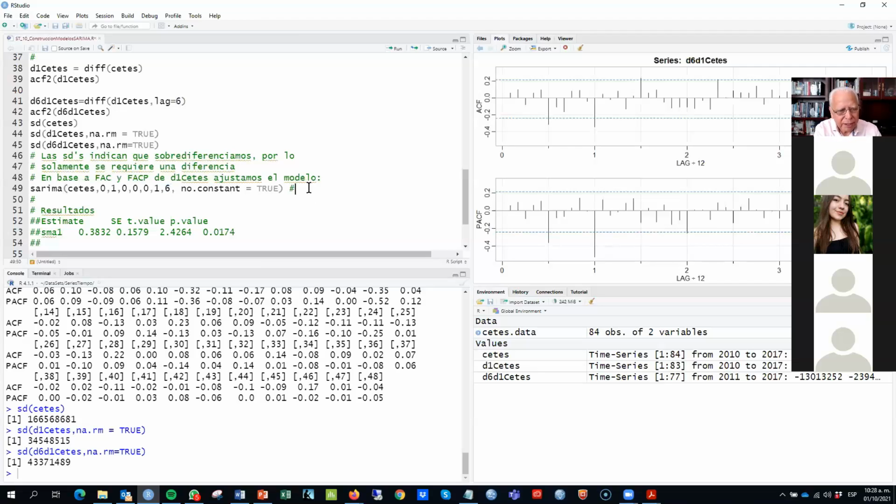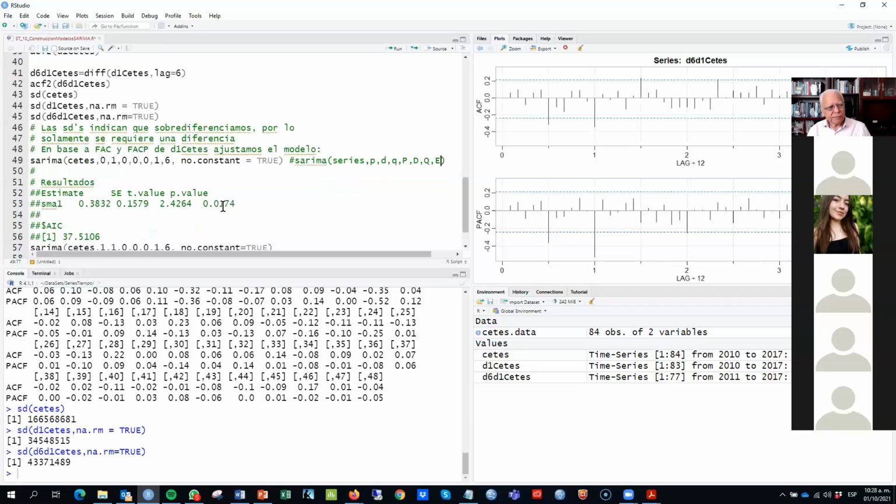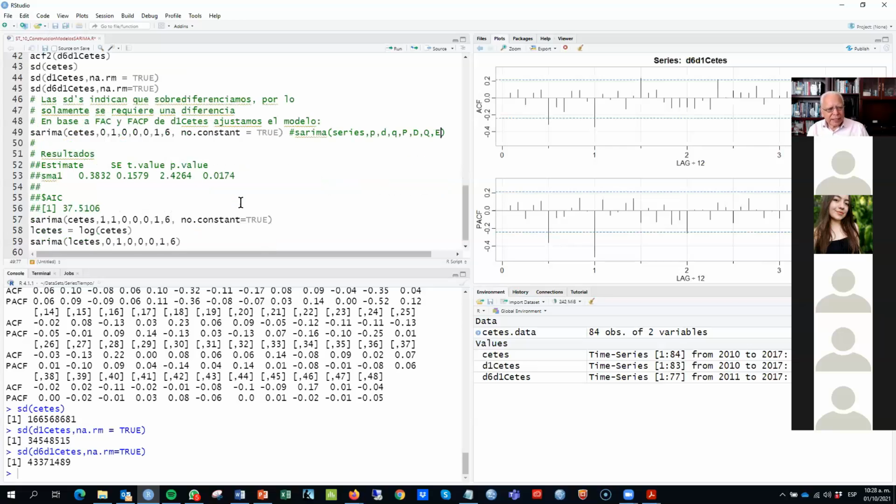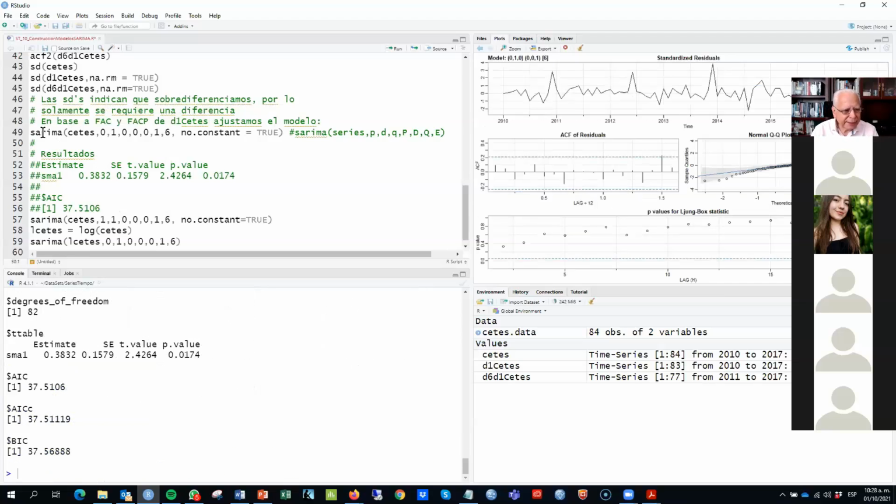I'm going to write it down here. It is SARIMA, and then the series, then p, d, q, P, D, Q, and the seasonality. Okay. Now, if I don't specify any of these, that means that there is no seasonal component. So that's how we fit the SARIMA model to the series.